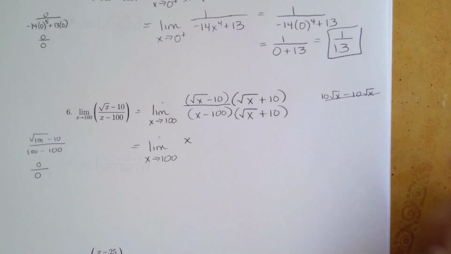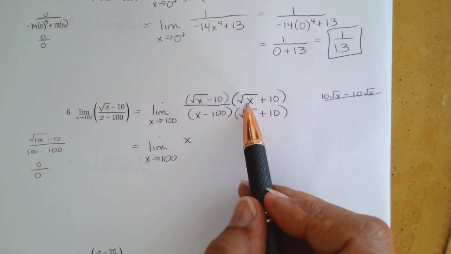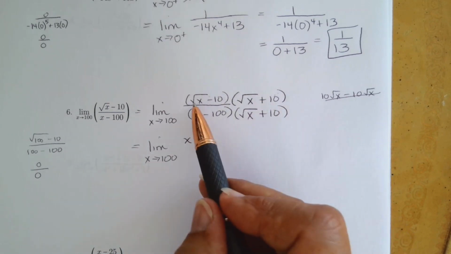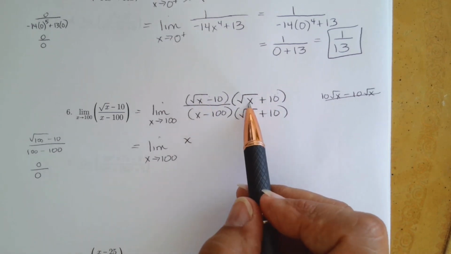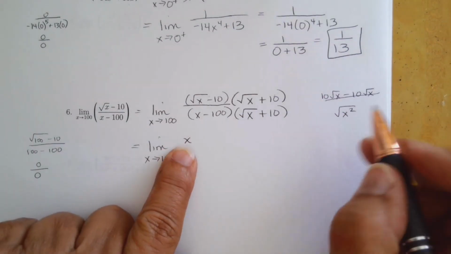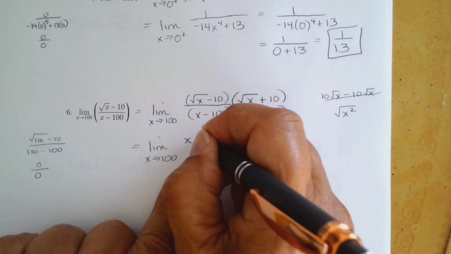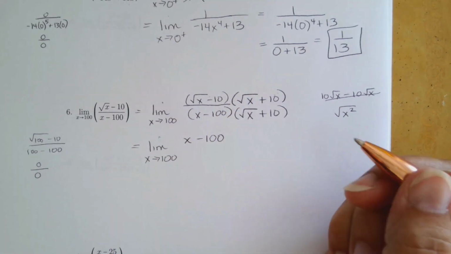So it's always 0. So when you multiply conjugates, you only have to do the first and the last. So we did the first, square root of x times the square root of x. That's the square root of x squared. That's where the x came from, okay? And then negative 10 times 10 is minus 100. That's all you have to do.